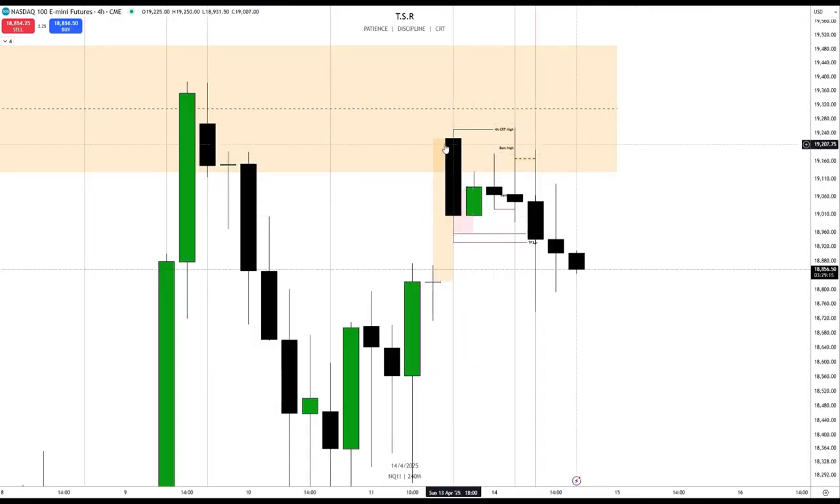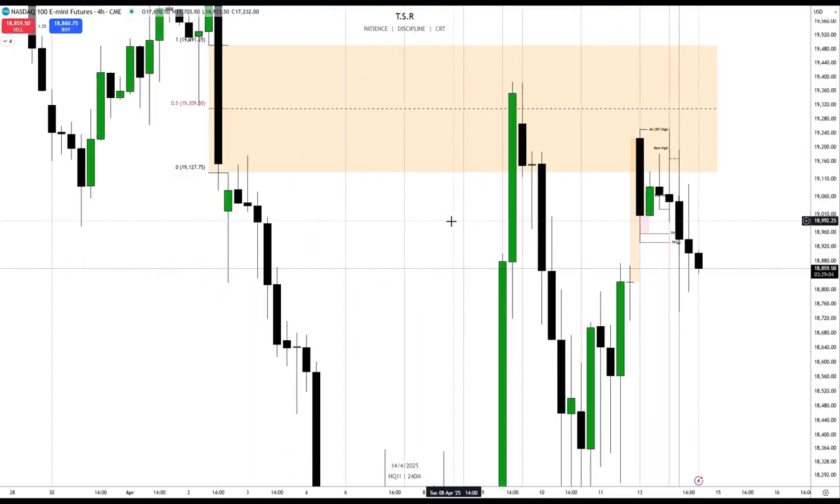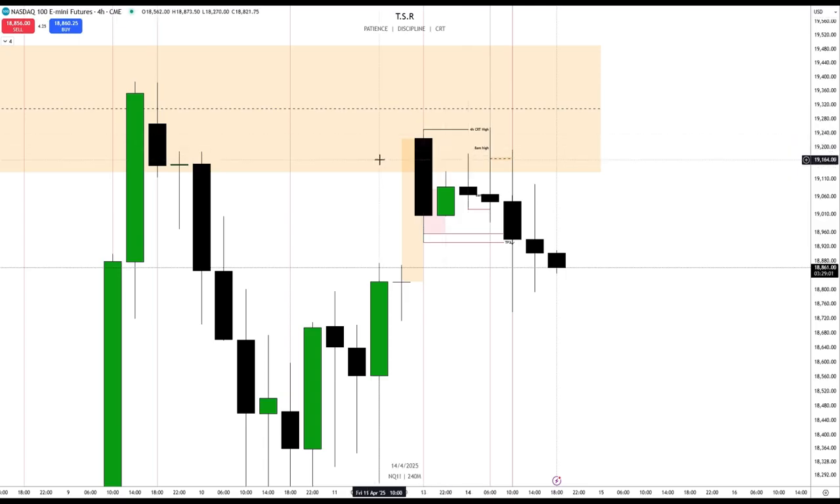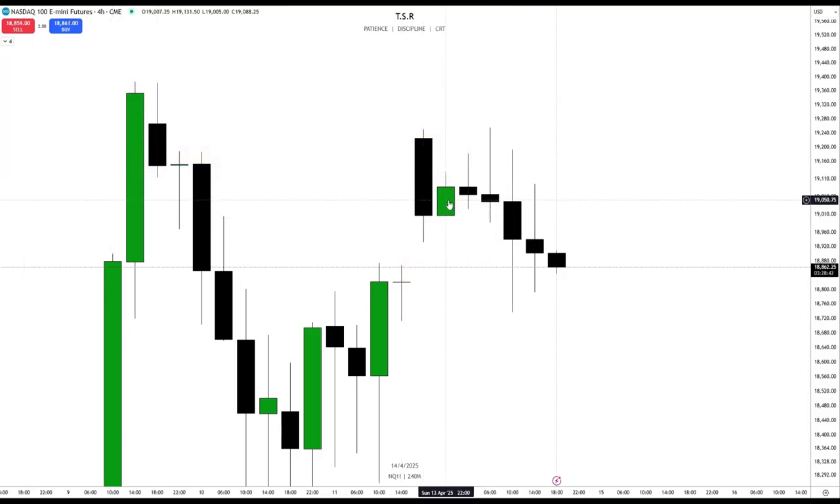The first 4-hour candle of Monday's daily candle, the first 4-hour candle at 18 o'clock, at 6 o'clock. This candle started to expand to the downside relatively quickly, around 300-ish points, starting to fill the new week opening gap. And then price started to compress and consolidate, forming inside bars within this larger time frame range.